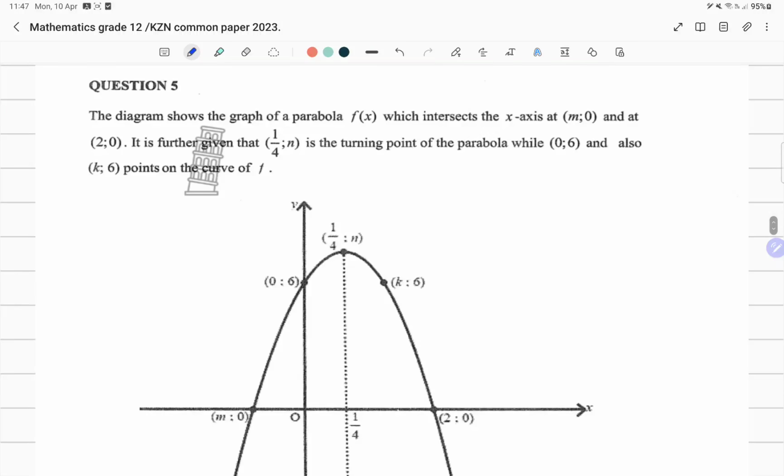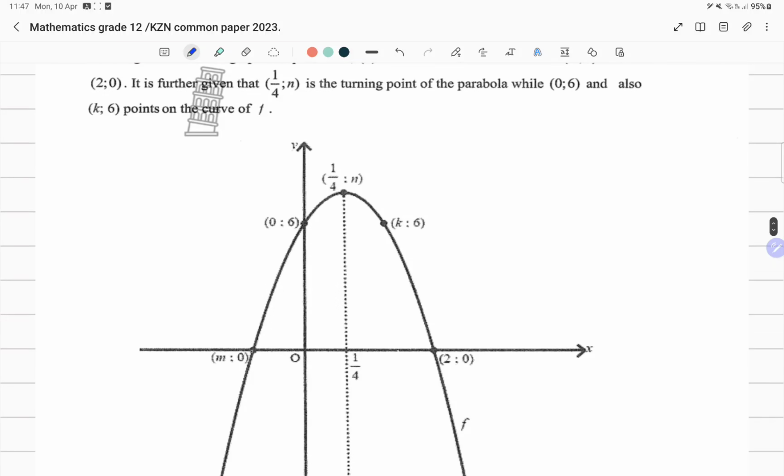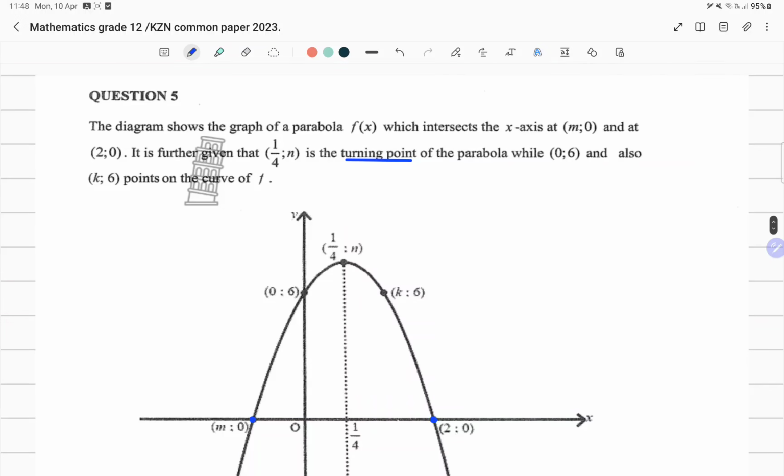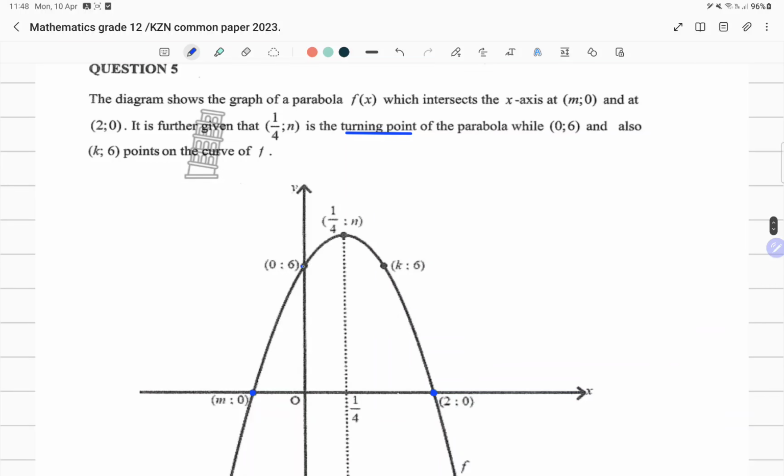Question 5 says, the diagram shows the graph of a parabola f of x, which intersects the x-axis at m and 0. So this becomes an x-intercept, and that is also an x-intercept. Now the next one says, it is further given that 1 over 4 comma n is the turning point of the parabola, while 0 and 6 and also k and 6 are points on the curve. Now remember, this is its y-intercept, but we know that symmetry in a parabola will tell us that the y values of those 2 points are the same, so this point here is a reflection of that.